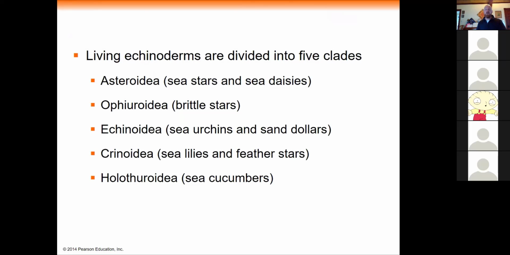Echinoidea is the next one. Those are the sea urchins and sand dollars. Crinoidea, that one I can get, are the sea lilies. And Holothuroidea, almost had it, are the sea cucumbers. Again, we'll do more in lab with those.